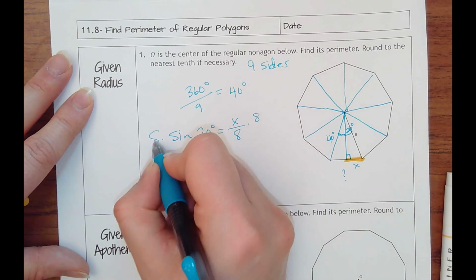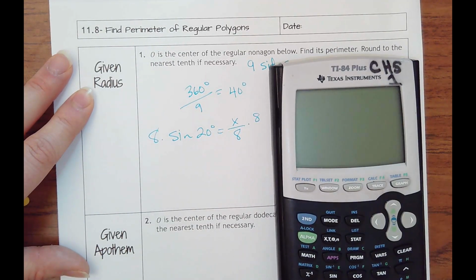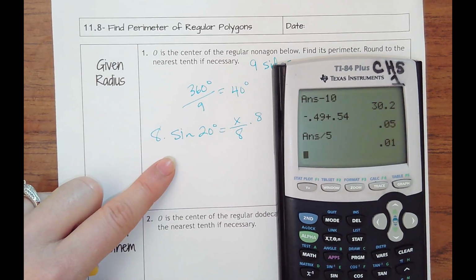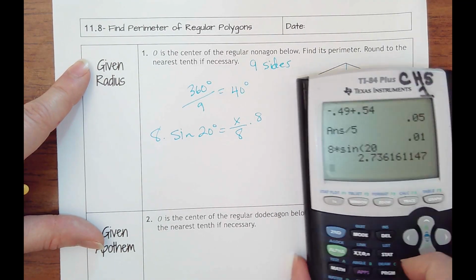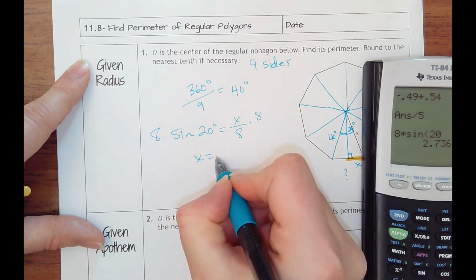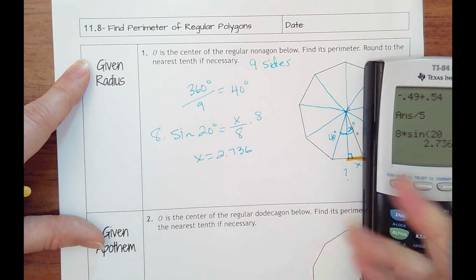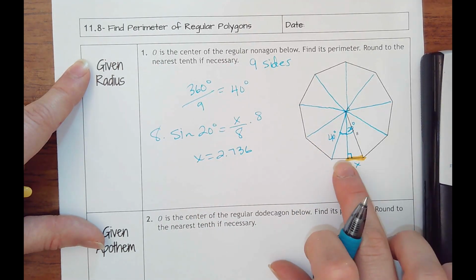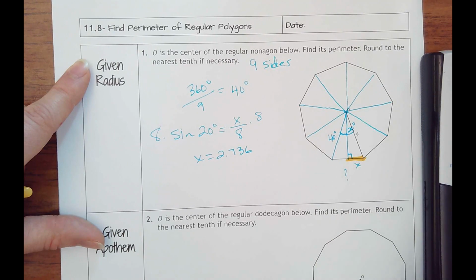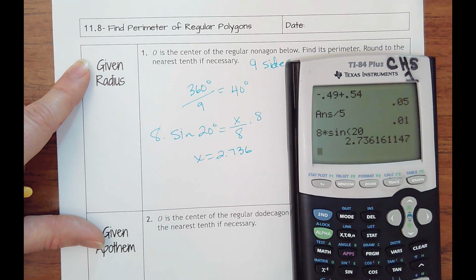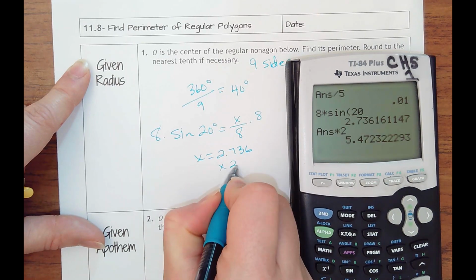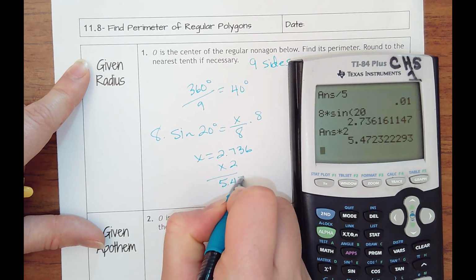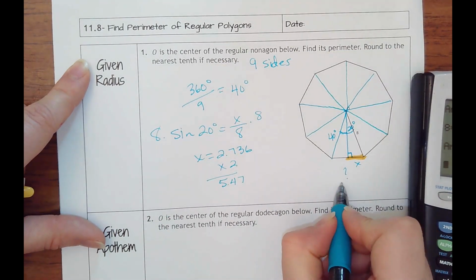Multiply by 8. Remember, you've got to be in the right mode. And I get about 2.736. But that was only for half of this side. So I would have to take that times 2 to get 5.47-ish. And so that's what this side would be.